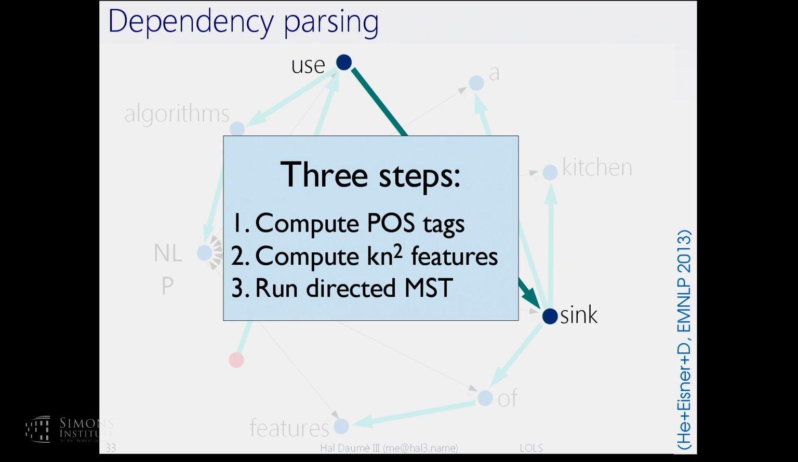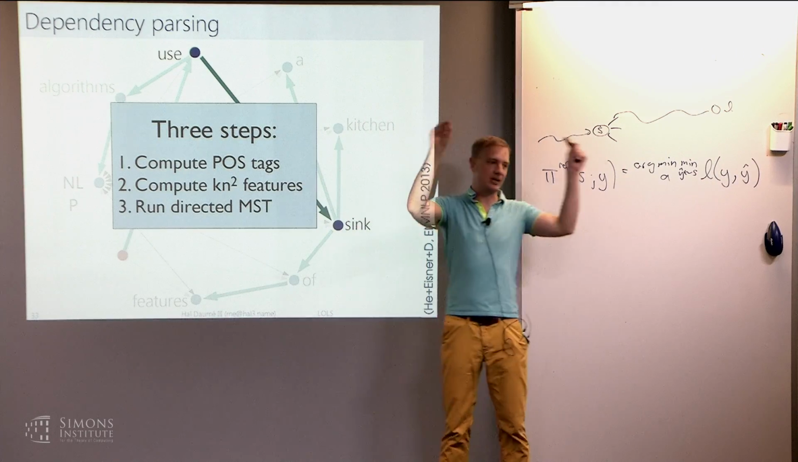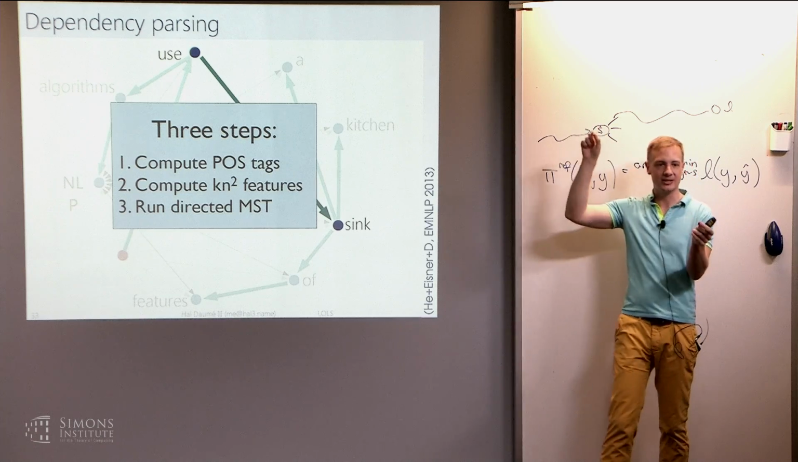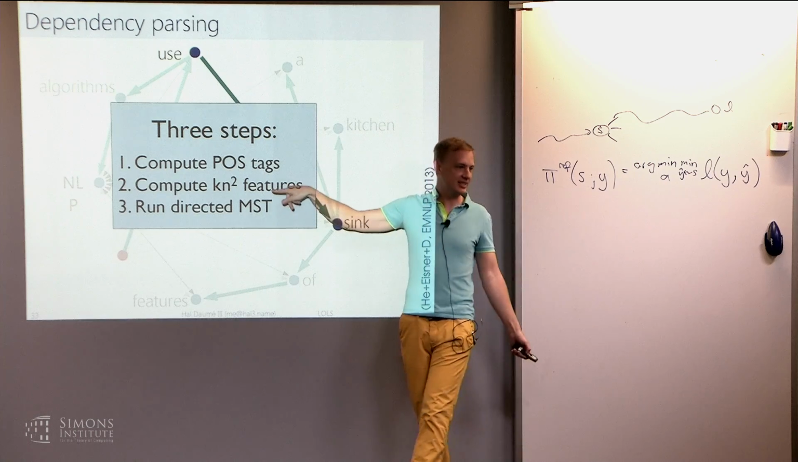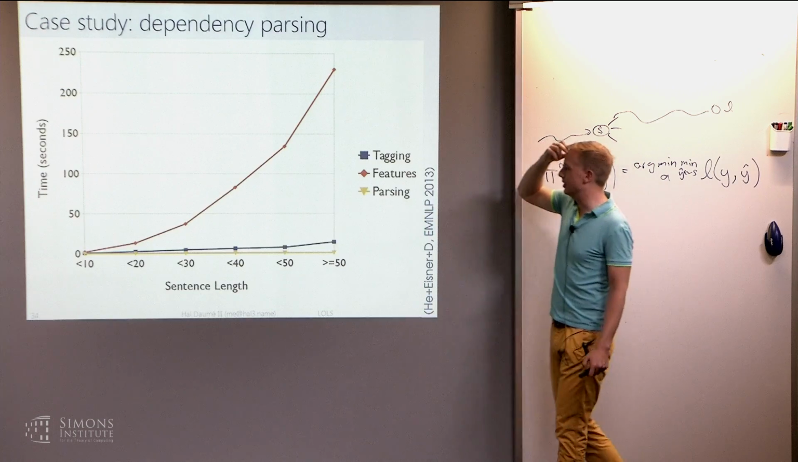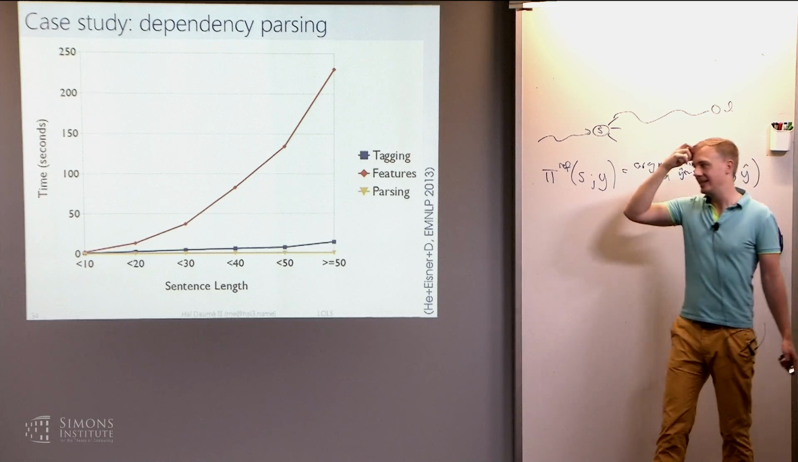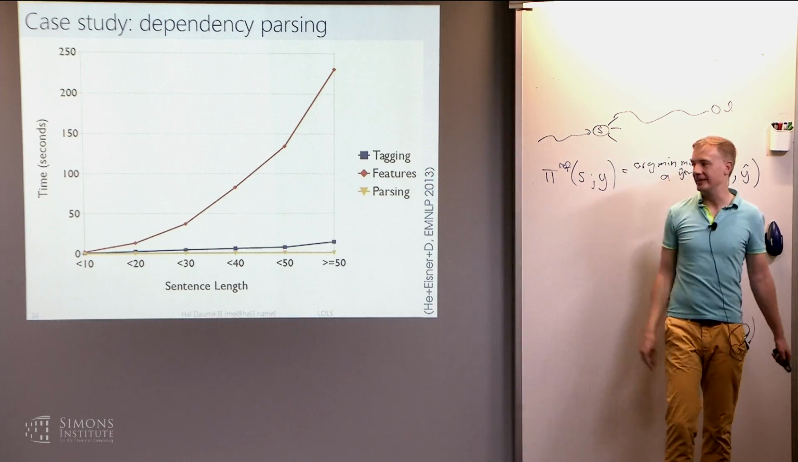If you actually want to run this at test time, the first thing you do is compute some part of speech tags. The next thing you do is, for every pair of words in the sentence, compute some features that talk about how related those two words are. And then you run directed MST. It turns out that running directed MST is actually quite fast, and that computing features is way, way slow in these problems.